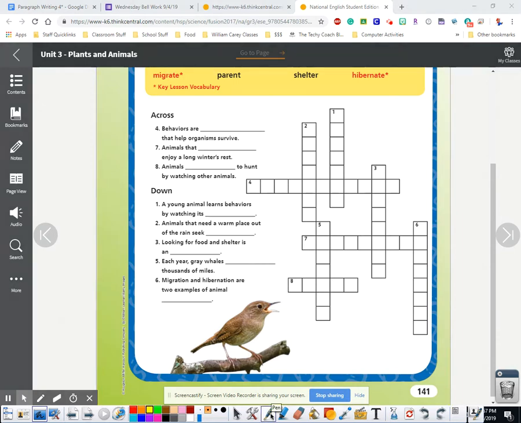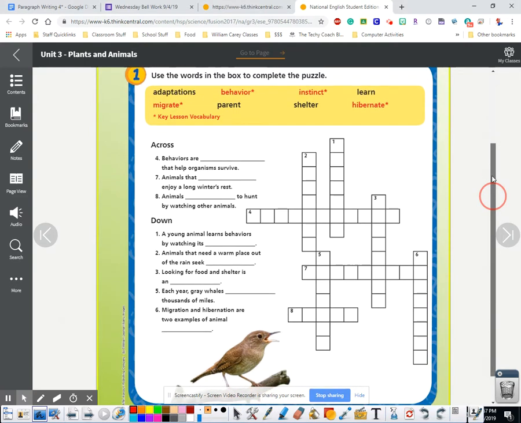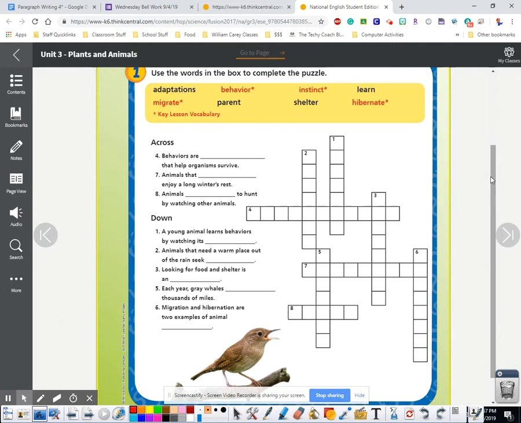So it asks you, for crops, behaviors are blank that help organisms survive. So what are behaviors that help animals survive? So which one could it be? We literally went over all this before. Behaviors are what helps animals survive. Adaptations. Oh, let me change that color. They are adaptations. ADAPTATIONS. Okay, so they're adaptations.